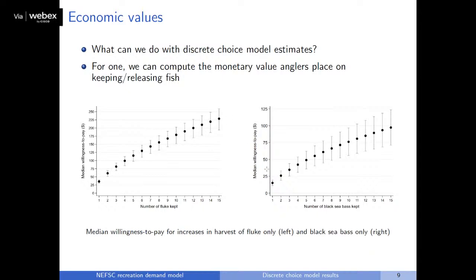On the right, we have median willingness to pay for a harvest of black sea bass. So the value of the first black sea bass harvested to the median angler is worth about $16. And again, that value increases at a decreasing rate with the number of black sea bass harvested.